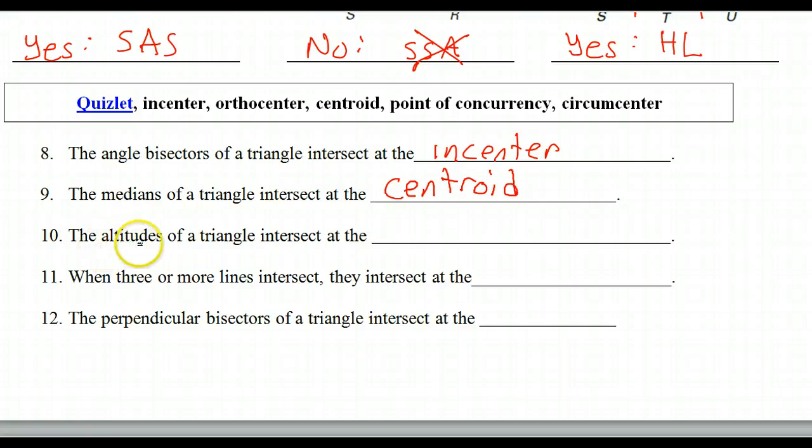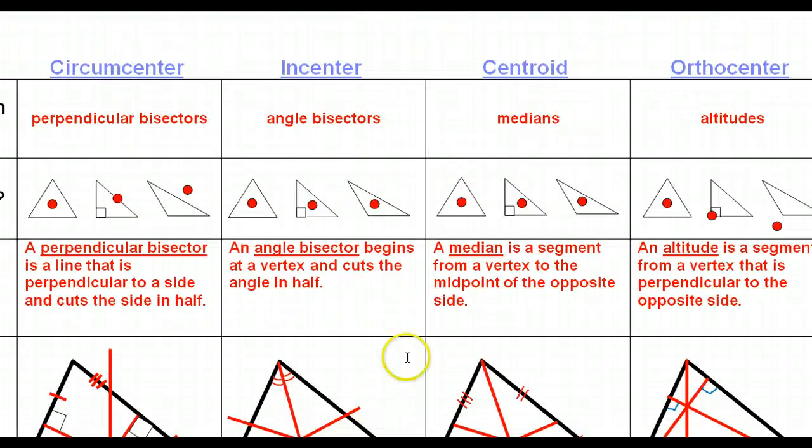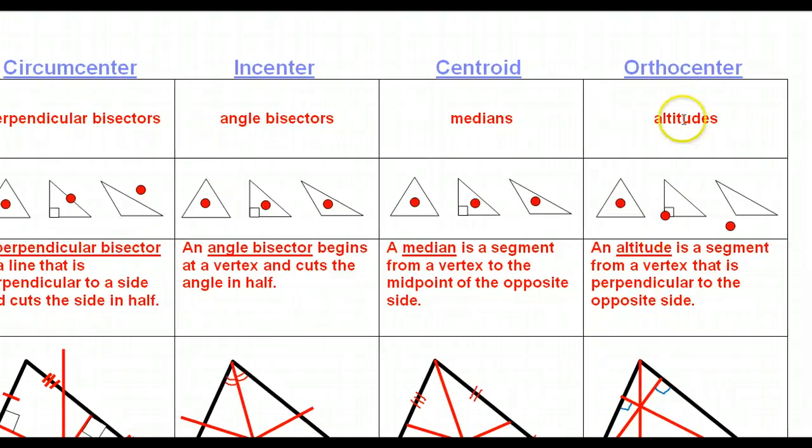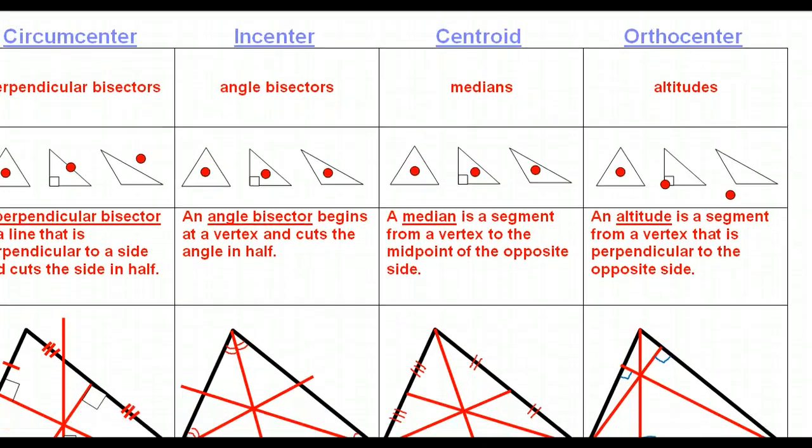All right, what about altitudes of a triangle? At which point of concurrency do they meet? Altitudes. Well, the altitudes meet at the orthocenter. And this is just memorization. So you're going to have to spend some quality time with this document. So the altitudes meet at the orthocenter.